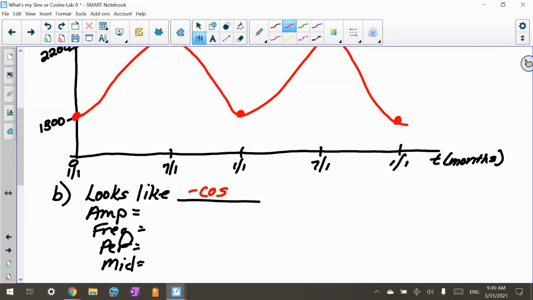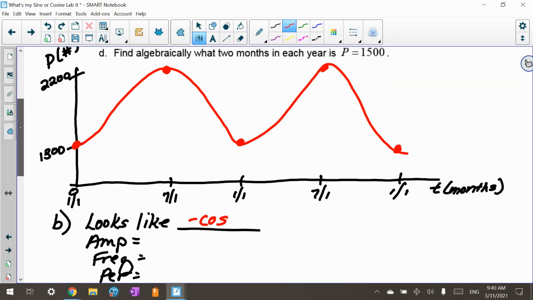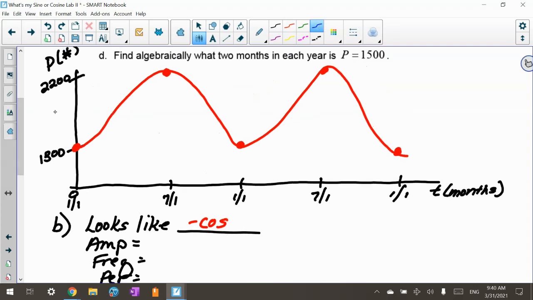So this definitely looks like a negative cosine curve. My midline is high, which is 2,200, plus my low, 1,300, divided by 2. So it's going to be y equals 1,750. And I always come up and make sure that that's kind of in the middle. And 1,750 is here. So y equals 1,750. Okay.